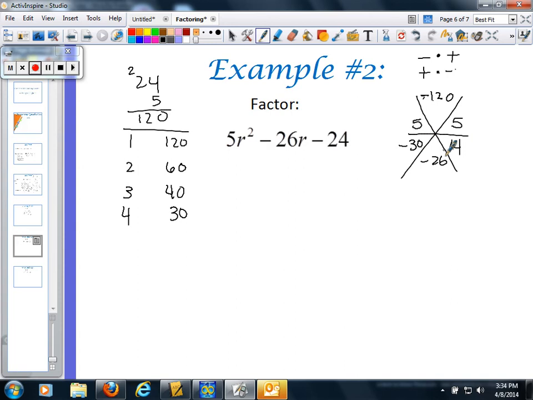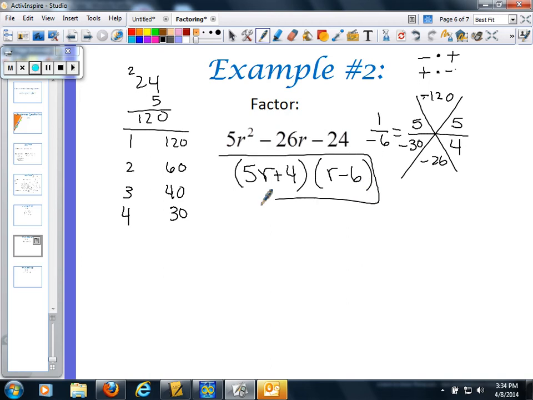5 over 4 as a fraction can't be simplified. So that means one of my factors is 5r plus 4. Then 5 over negative 30 simplifies to 1 over negative 6. So my other factor is r minus 6. And here's my answer.